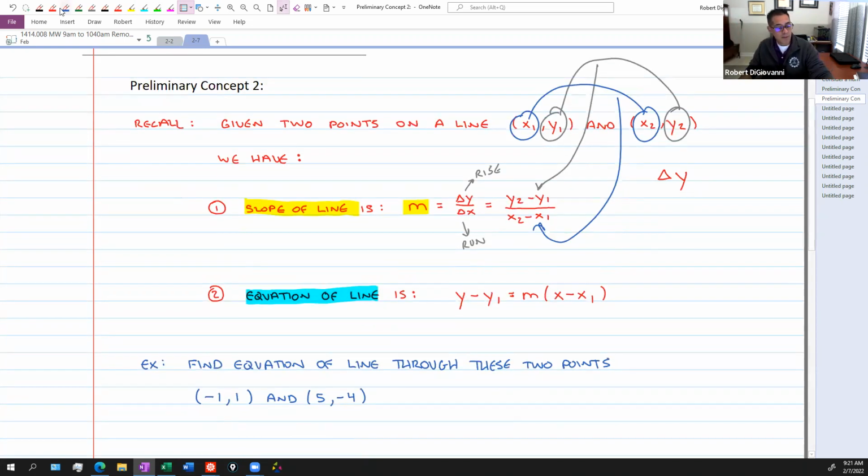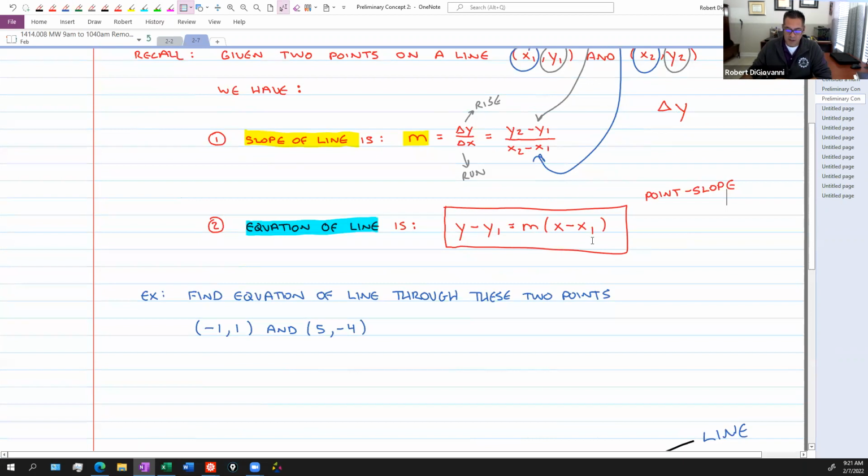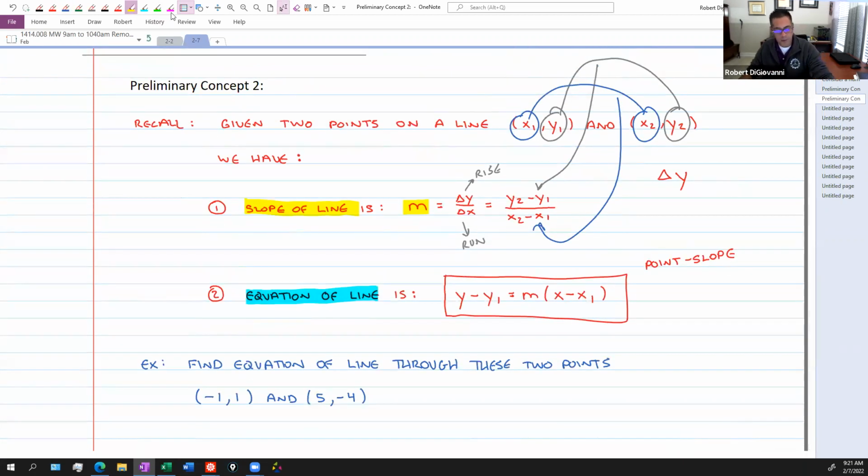So we use a formula. This is something that you should have seen in some previous class. This is what's called the point slope formula for a line. It's just a formula where all you're going to do is plug in x1, you're going to plug that point in here, you're going to plug y1 right here, and then whatever your slope is gets plugged in right there, and then you have this new equation of a line. I'm going to do an example, just to make sure we're all okay with this.